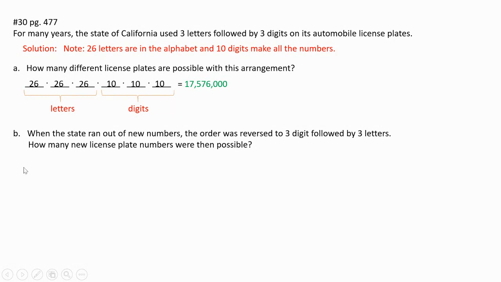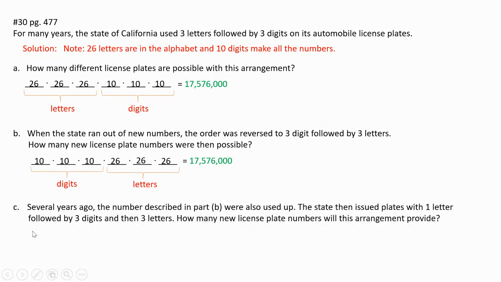Now for B, when the state ran out of new numbers, the order was reversed to 3 digits followed by 3 letters. How many new license plates were possible then? So now, they were reversed. So 3 digits followed by 3 letters. So again, that's the only restriction. So it's going to be 10, 10, 10, and 26, 26, and 26. So we get the same answer as part A.